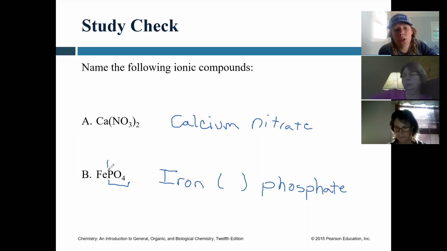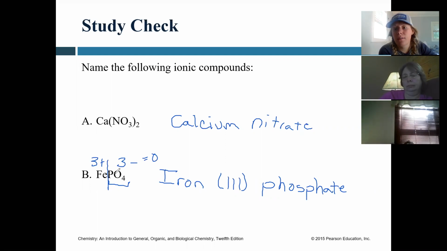So it's important to know the charges on your polyatomic ions because they're just as important as how many atoms you have. So phosphate has a 3- charge, which, if this whole thing has to equal 0, I know that this then needs to be a 3+. So this should be iron(III) phosphate.